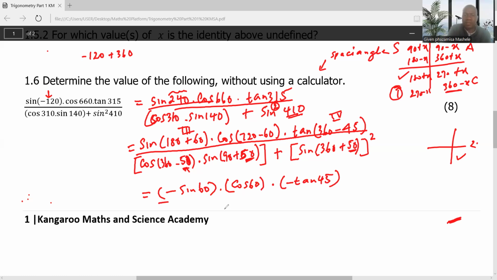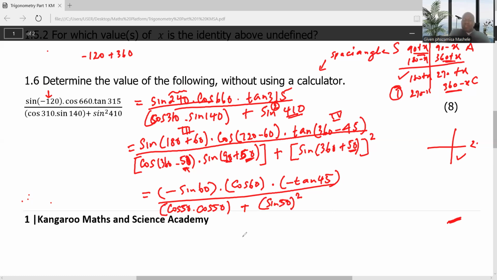Divided by 360 minus an angle, which is in the fourth quadrant where cos is positive, and it's not going to change its co-function. So this will be cos 50. 90 plus an angle is in the second quadrant where sine is positive, but because of 90, it has to change and become cos. So it's going to be cos 50, plus 360 plus an angle, which is in the first quadrant where all the ratios are positive, and it's not going to change. This will become sine 50, all squared.